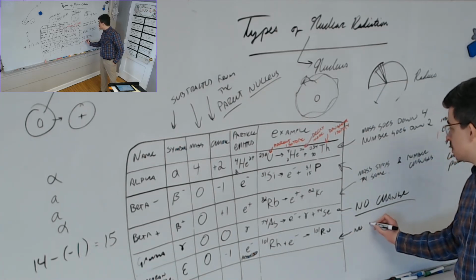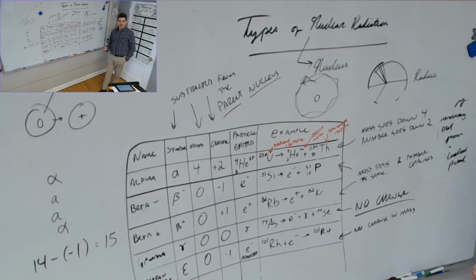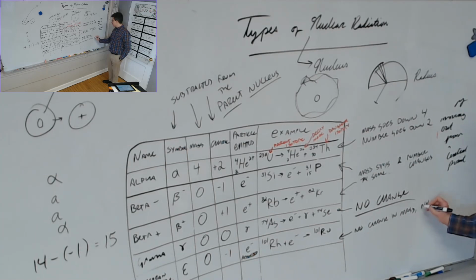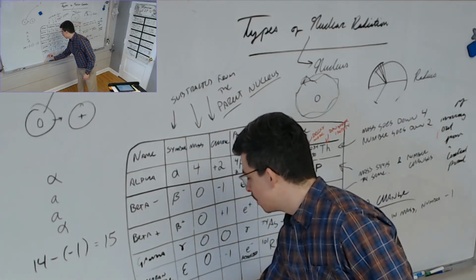No change in mass. What's the charge do? I'm sorry, what's the atomic number do? Stays the same? No. It's absorbing a negative charge into the nucleus, so it goes down one. Number minus one. Okay, and the last one, this is probably the easiest one of all.